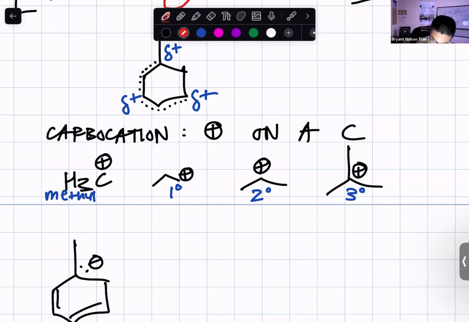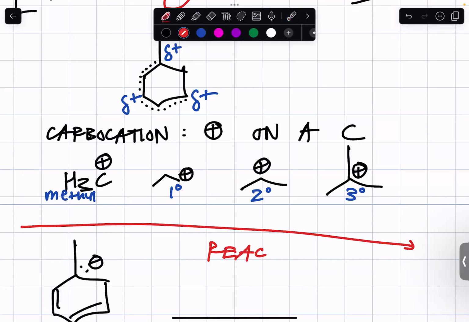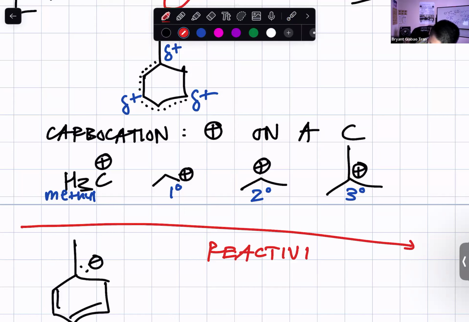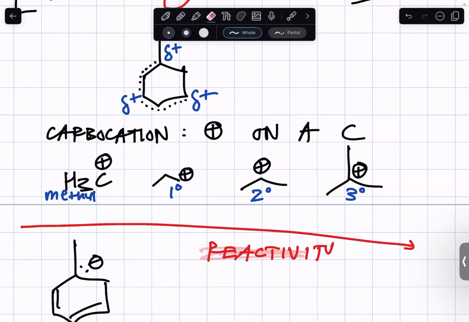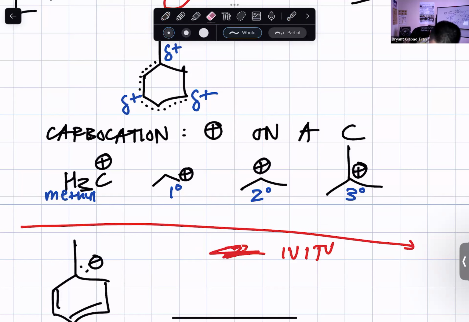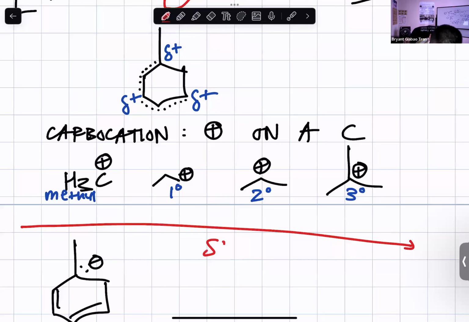The stability of these carbocations is going to increase this way from left to right. So the more substituted or the more branched, the more reactivity. Oh no, stability. Not reactivity. Reactivity is in the opposite direction. What the heck? Why is it? Okay. Yeah, stability is increasing from left to right.